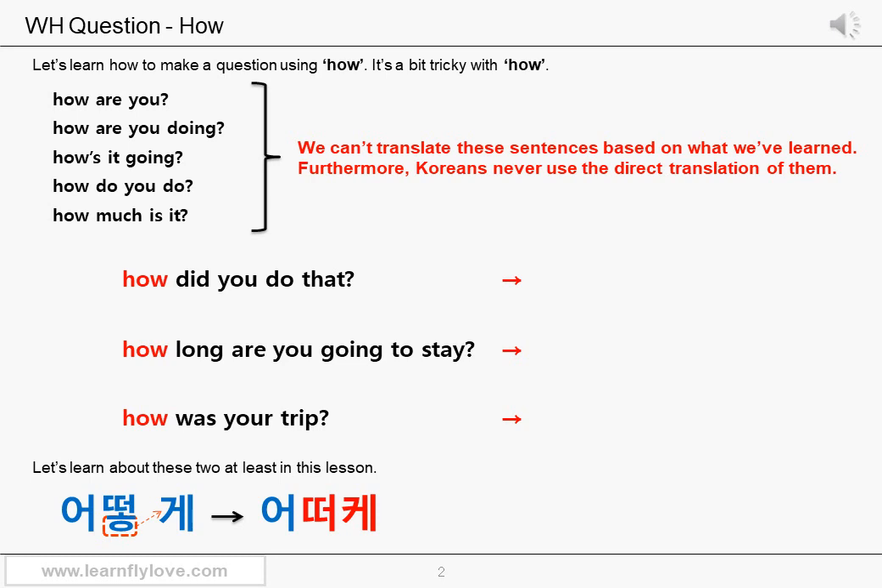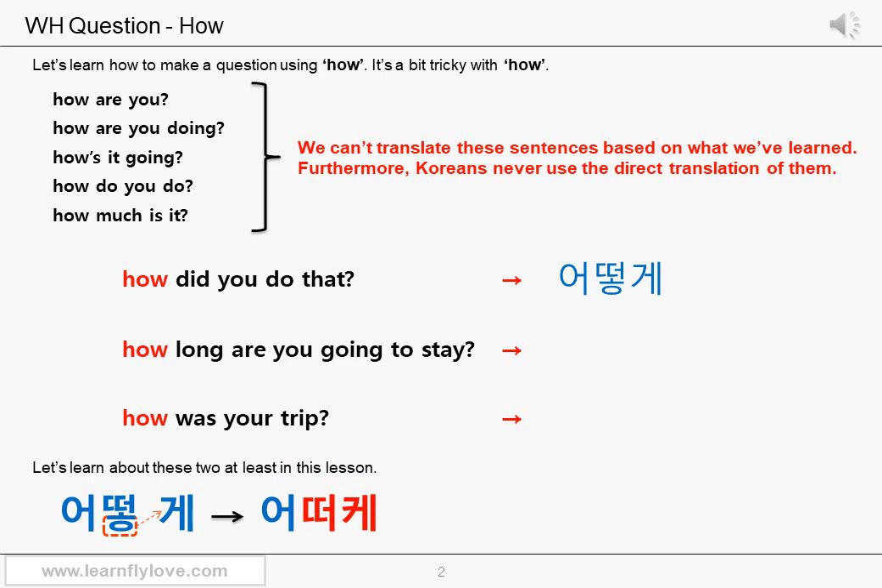Let's start learning. There are three major translations for how in Korean. Let's take a look at the first sentence. How did you do that? In this kind of sentence, we use 어떻게. You know why it sounds like this, don't you? We explained about this several times, even in this lesson. It's not 어떻게. It's 어떻게.